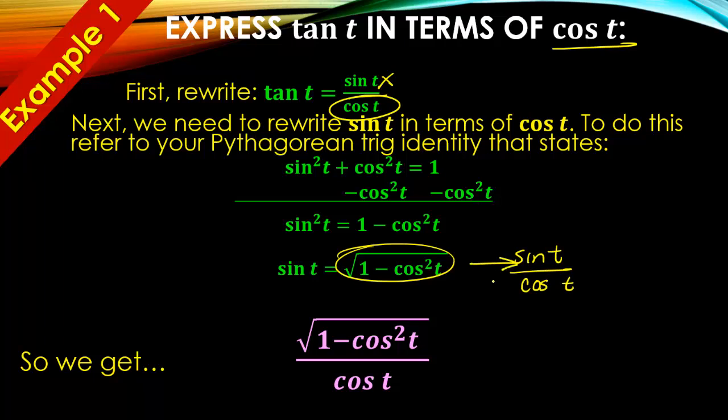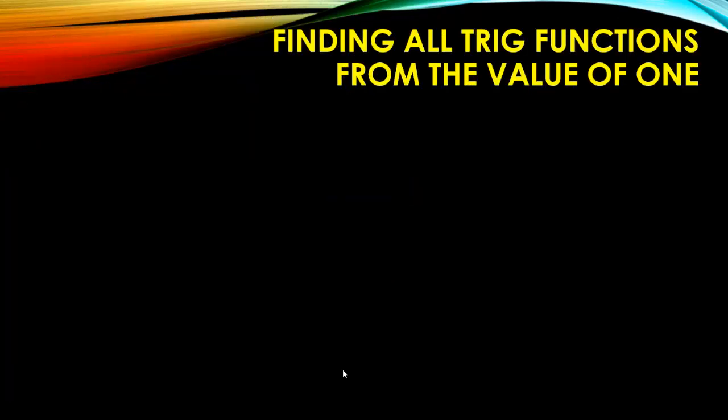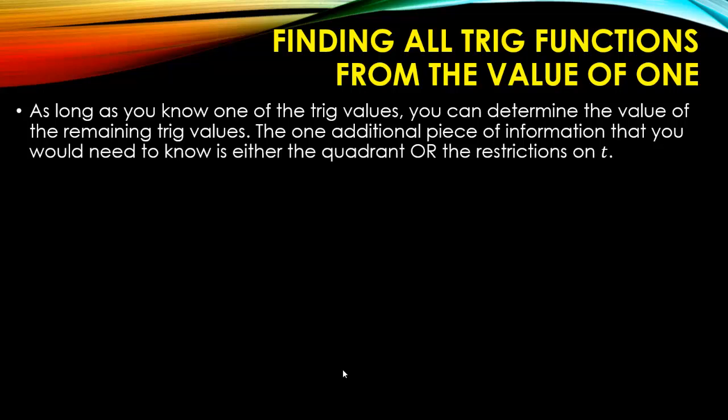So we can plug that in there because they're the same thing, which would give us this answer. Okay, easy enough concept. Now let's say that you're given one trig value, like the cosine of t is this, and you want to find all the other trig values. Basically, you would use all the identities or parts of the identities to help you with that. As long as you know one of them, you can determine the value of the remaining trig values.